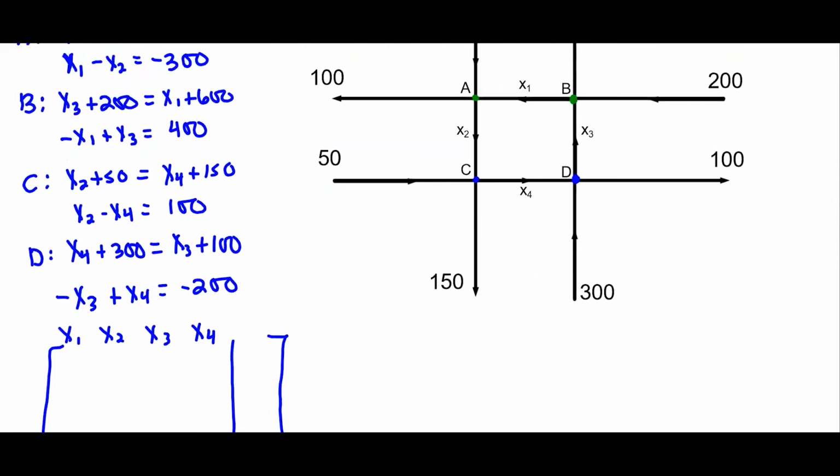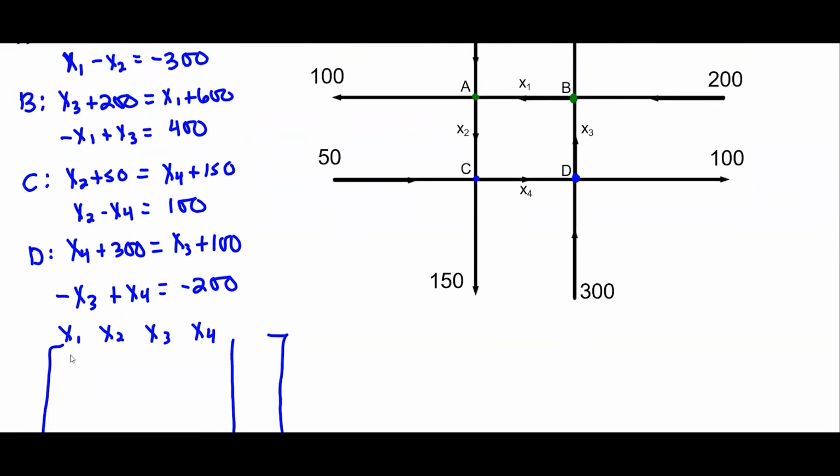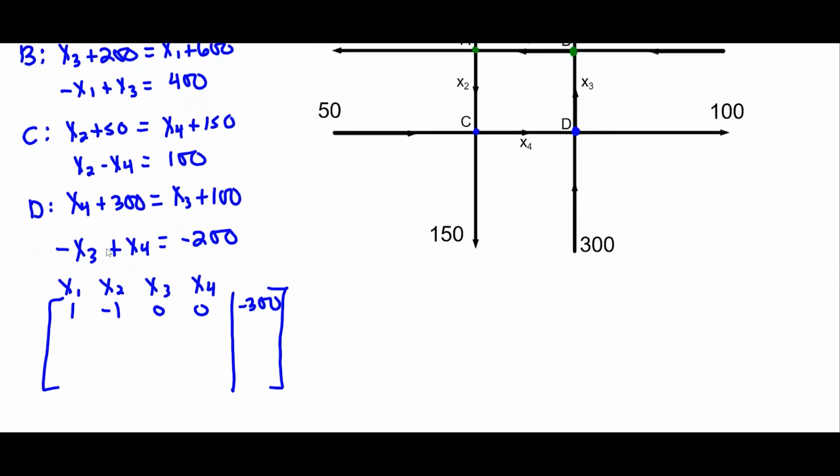So the first one is x1 minus x2. So that's a 1, negative 1. There's no x3 or x4, and it equals negative 300. So that's the first row. The second row will be negative 1, 0, 1, 0, and then 400. Row 3 will be 0, 1, 0, negative 1, 100. And then the last one will be 0, 0, negative 1, 1 equals negative 200.